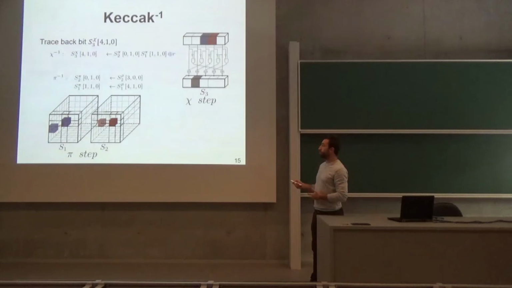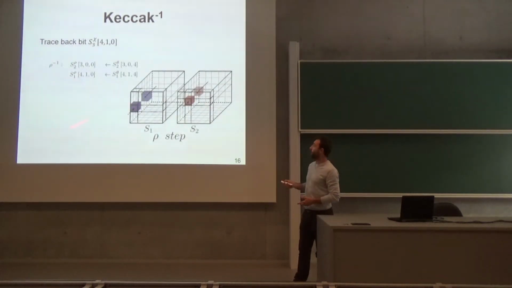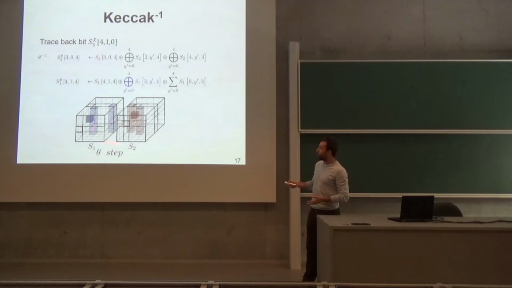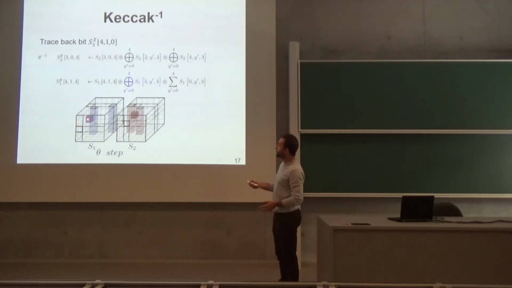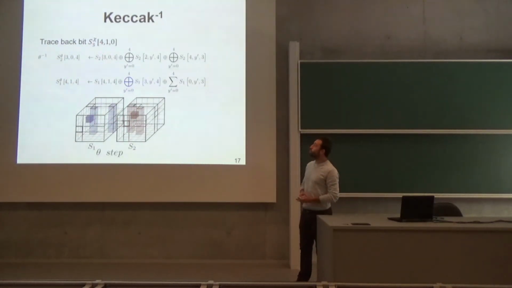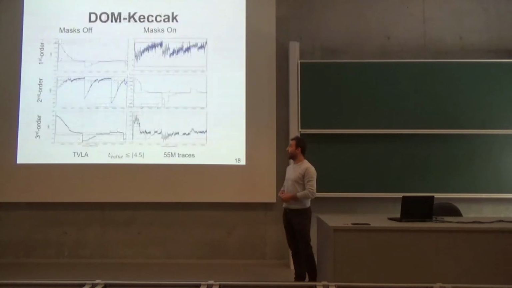The previous step is the pi step, which just moves the bits in the plane. Then the step before is rho, which moves the bits along the z-axis. These are okay, just moving bits around. Now comes theta, which creates all these dependencies. So now we can see that bit 304 in share 1 and share 2 are used. So this bit depends on these two bits, 304 for share 1 and share 2, failing non-completeness. How do we fix that?